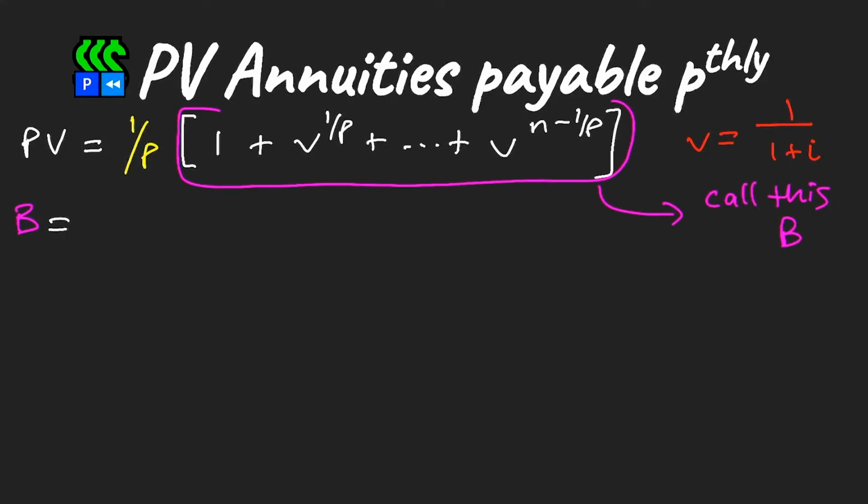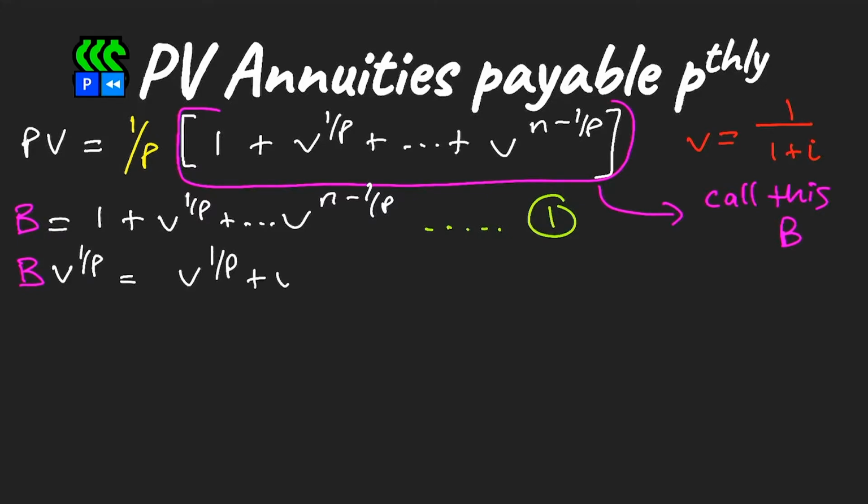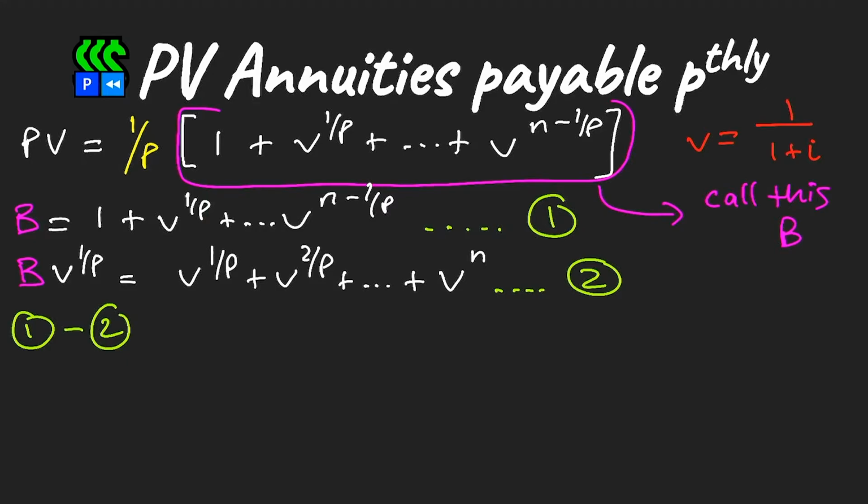The trick now is to take b and multiply it by v to the power 1 over p. This gives us the following terms that start with v to the power 1 over p all the way to v^n. Let's call this line 2. We then take line 1 and subtract 2 from it, and this gives us 1 minus v^n as the common terms cancel out.